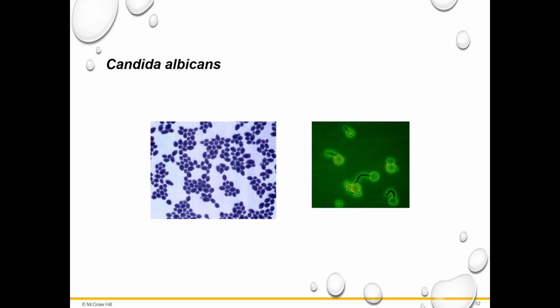Other more specific ways to diagnose would be a serum tube test. So if you place yeast cells in serum, they grow this germ tube, and you can see this tube extending out. And that takes a matter of a couple hours. They'll grow this tube in human serum. So that's kind of an interesting way to diagnose.